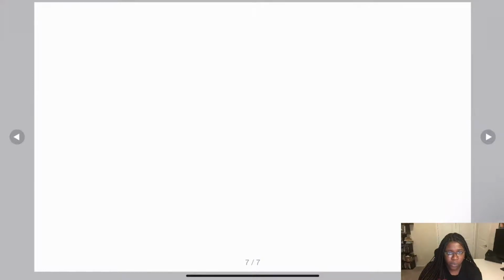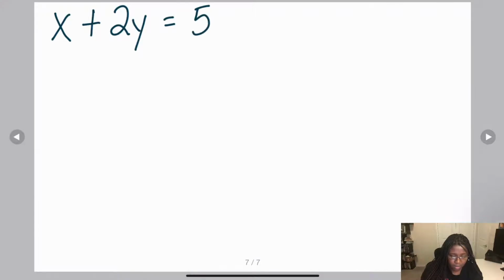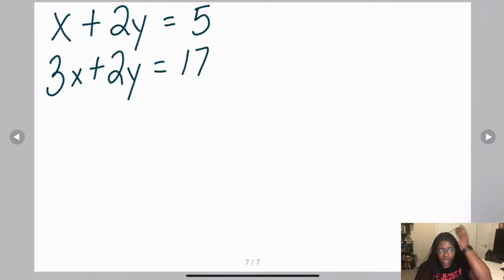So x plus 2y equals 5. And then 3x plus 2y equals 17. Okay, so these are our two equations, and this is for elimination.